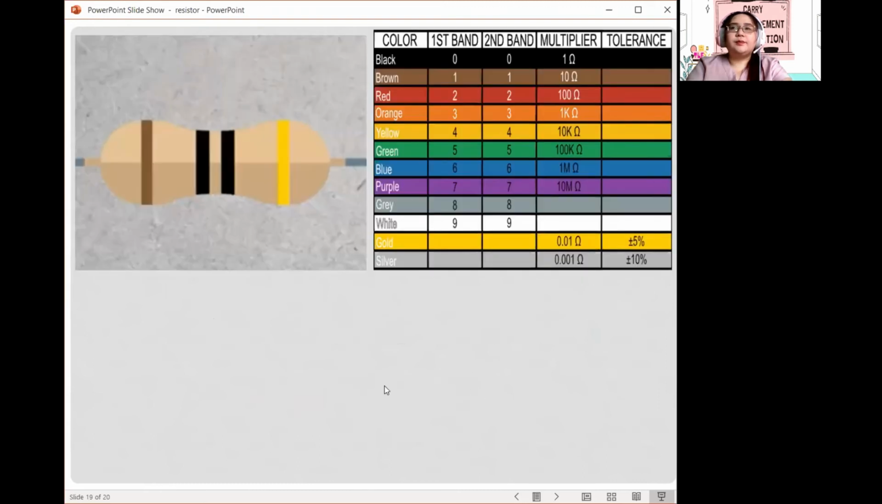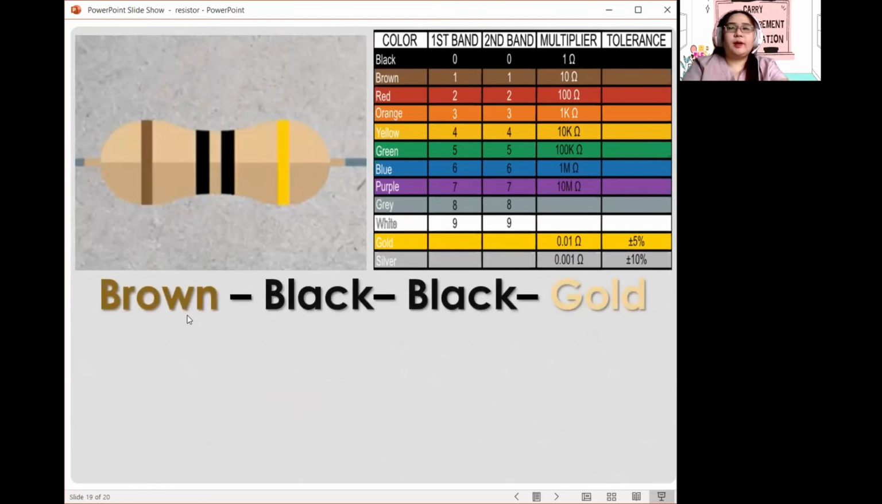Another example. Again, this is our resistor and this is our color coding chart. In our resistor, we have brown, black, black, and gold. Now let us look for the value of each color. The first band, brown, is 1. The second band, black, is 0. Next, black again, but now it's the multiplier. The value of black as the multiplier is 1 ohm. And lastly, the gold as the tolerance is plus or minus 5%.